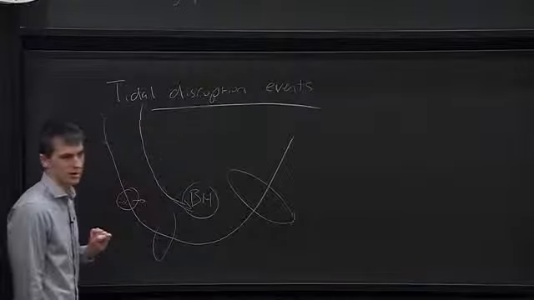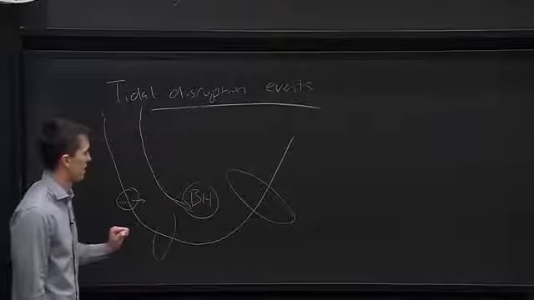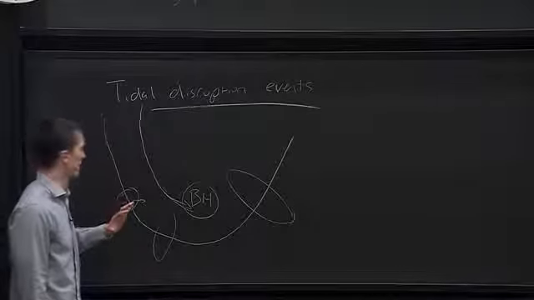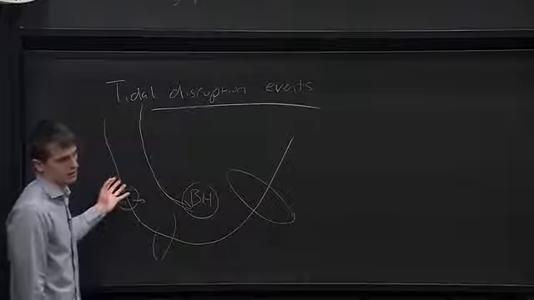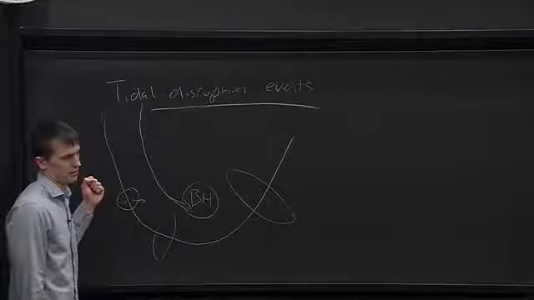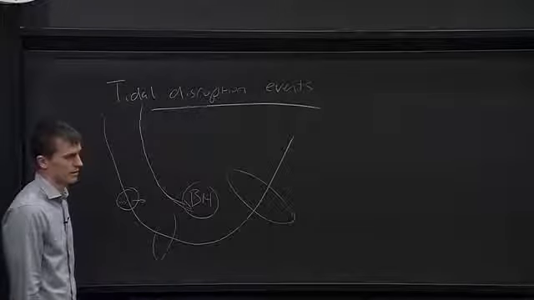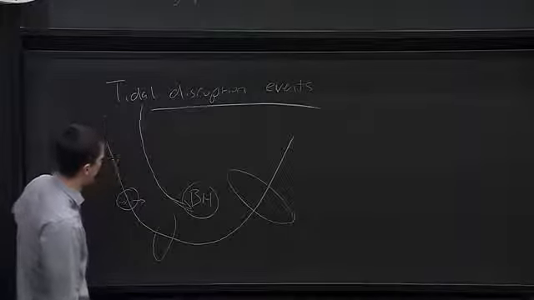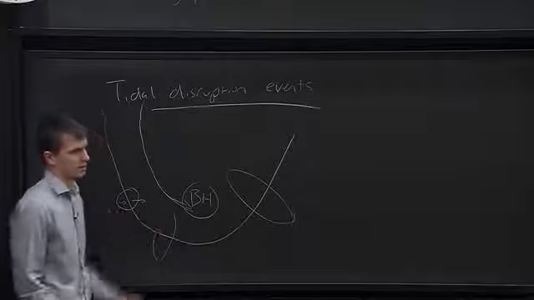So given that story I just told you, what would you think the effect of black hole spin would be on whether or not you could get a tidal disruption event for a given star? If the star is too small compared to the black hole, it won't be tidally disrupted unless it gets very, very close to the black hole.